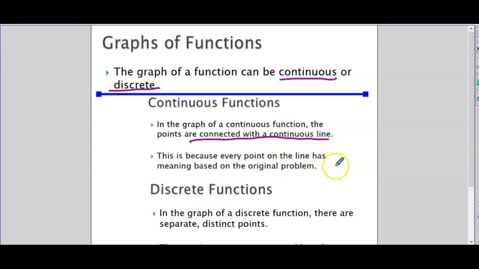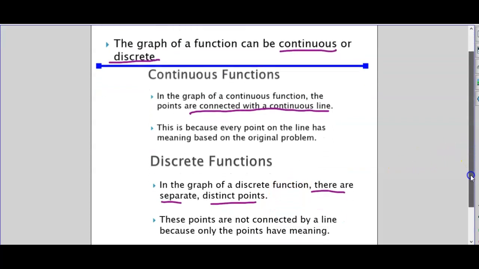This is because every point on the line has meaning based on the original problem. So if you see a continuous function, that's one that is connected, right? The points are connected. It's fluid, it's continuous, goes on forever and ever, that kind of thing. If it's a discrete function, they are separate, distinct points. Separate and distinct points. So that's something to think about as well.